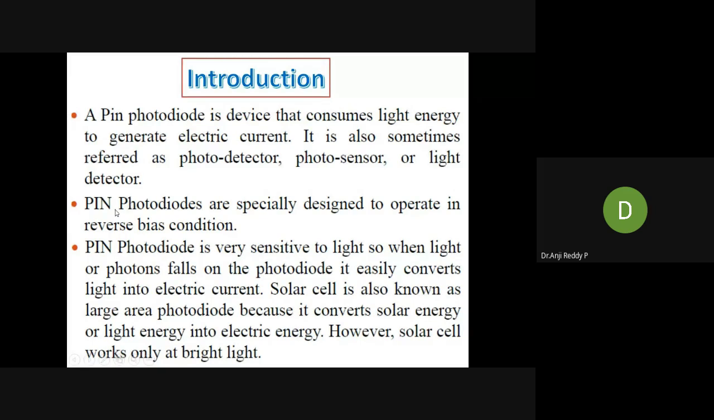Generally, if you connect PIN photodiodes in forward bias, it will act as a resistor. If you connect in reverse bias, it will act as a capacitor. Generally, these PIN photodiodes we have to connect in reverse bias, not forward bias. Wherever we are using these PIN photodiodes, we will connect in reverse bias. PIN photodiodes are specially designed to operate in reverse bias condition.